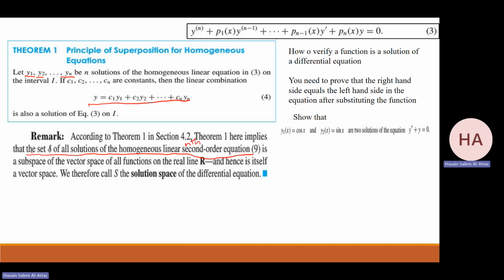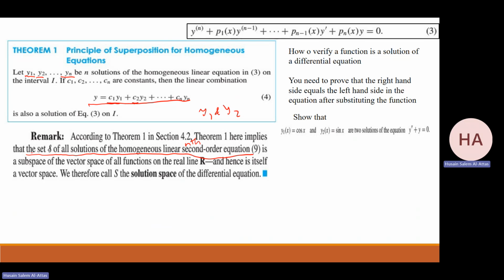it will be a subspace. That set will be a subspace. Because if I take two solutions, Y1 and Y2, their linear combination C1Y1 plus C2Y2 is for sure also a solution. If I take C1 and C2, their sum is also a solution. And any multiple by a constant, which is very clear from this, is also a solution.